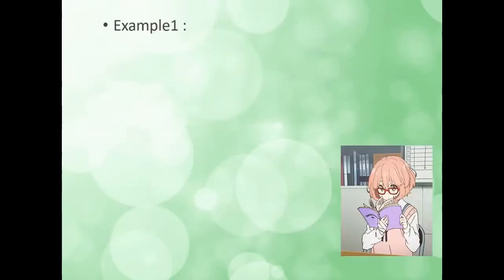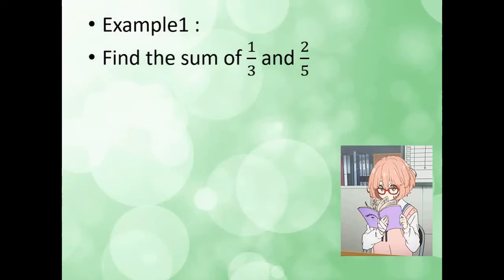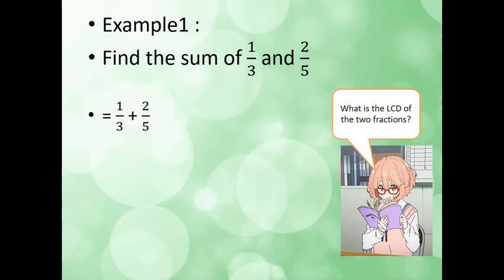Let's have an example. Find the sum of 1/3 and 2/5. So that is 1/3 plus 2/5. What is the LCD of the two fractions? The LCD is 15. 15 divided by 3 multiplied by 1 is 5. 15 divided by 5 multiplied by 2 is 6.